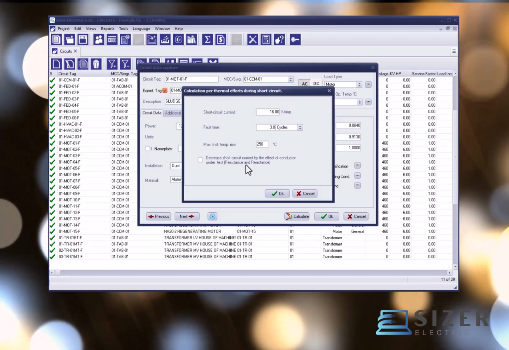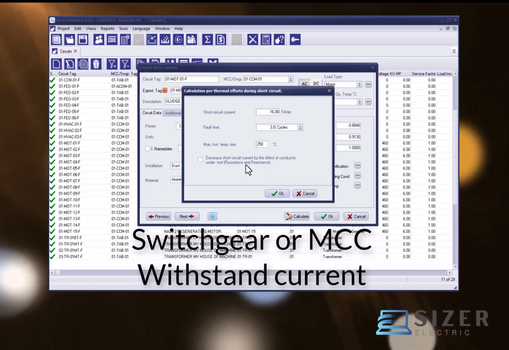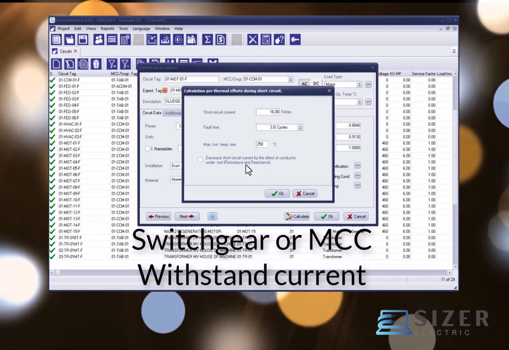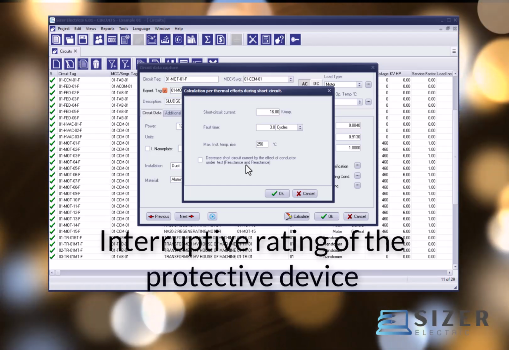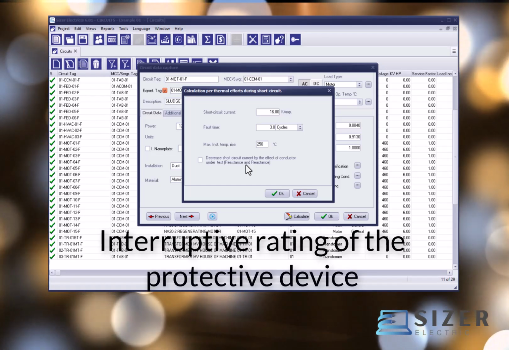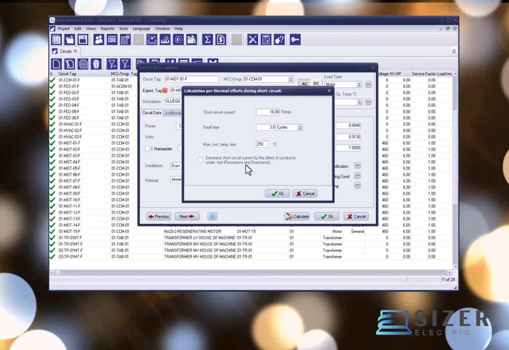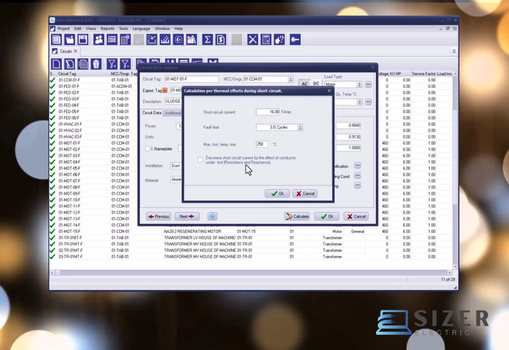A common practice is to assume the short time withstand rating of the MCC or switchboard, which follows standardized values and represents, in the worst case, the maximum current that could occur in this part of the system. Another option is to use the interrupting rating of the protective device as the maximum fault current flowing through the circuit. While these assumptions ensure the most critical operating condition, they may also lead to costly conductor oversizing.